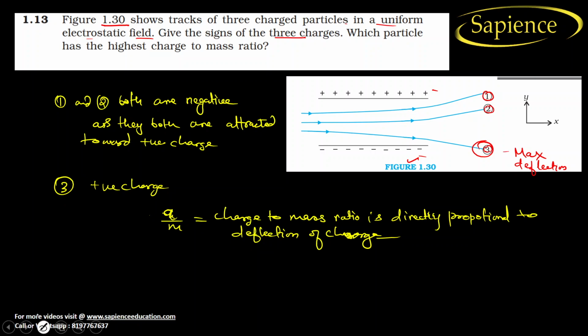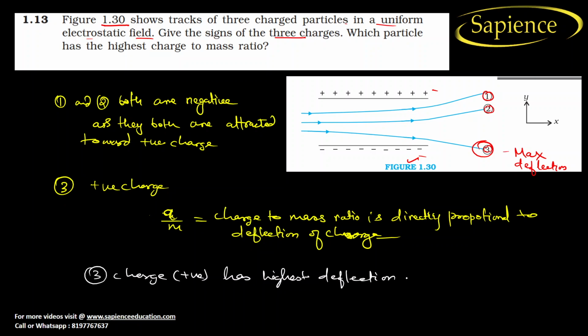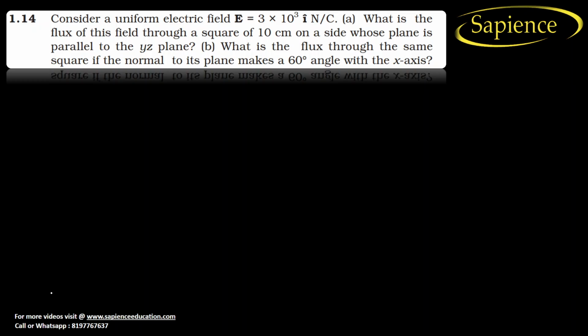So from here we can say that the third charge, which is positive, has the highest deflection, so it has the maximum charge to mass ratio. I hope you have understood this well. So let's go for the next question.